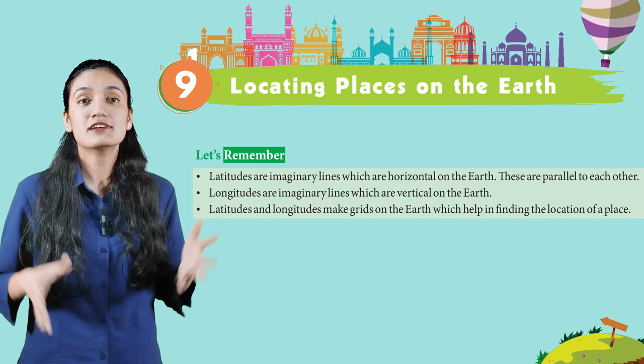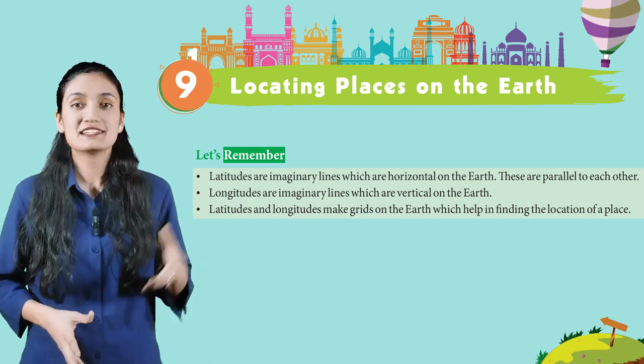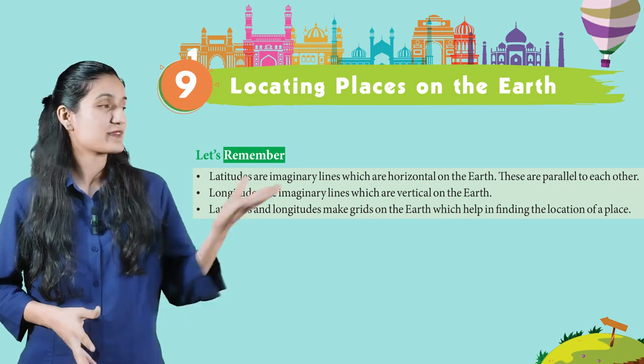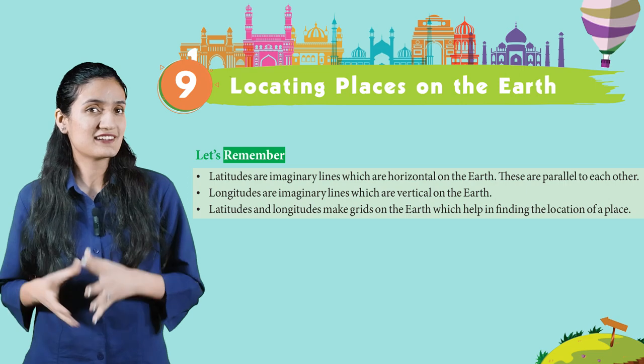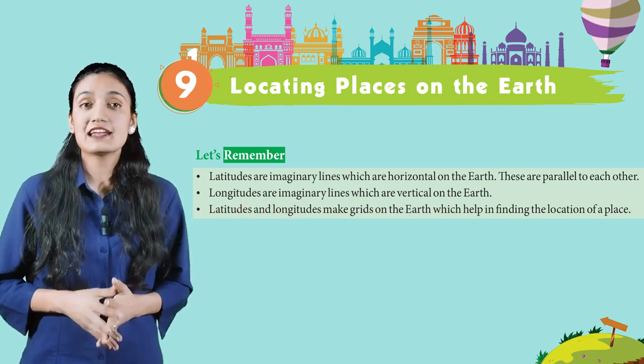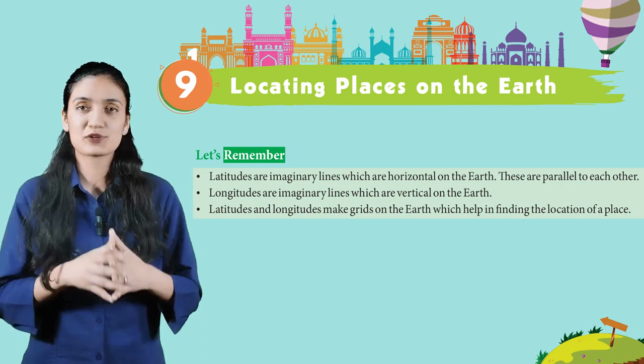Now, let's remember. Latitudes are imaginary lines which are horizontal on the earth. These are parallel to each other. Longitudes are imaginary lines which are vertical to the earth. Latitudes and longitudes make a grid on the earth which helps in finding the location of a place.